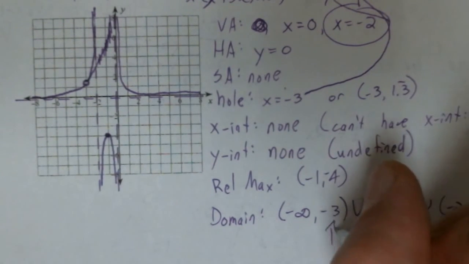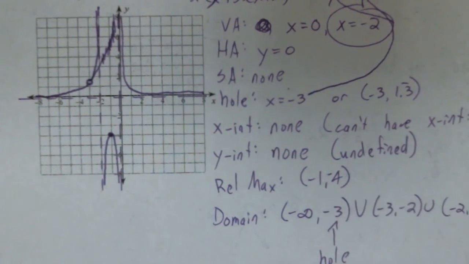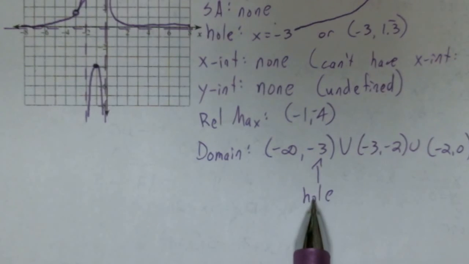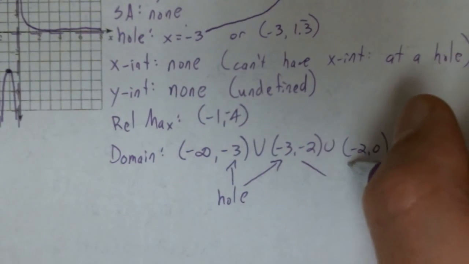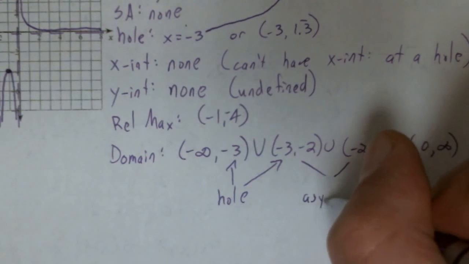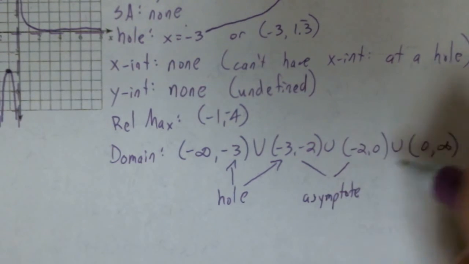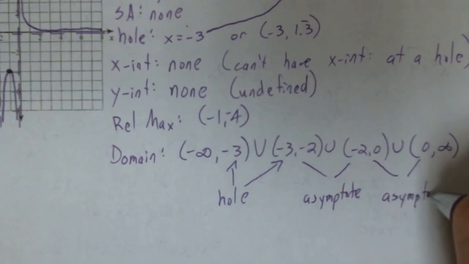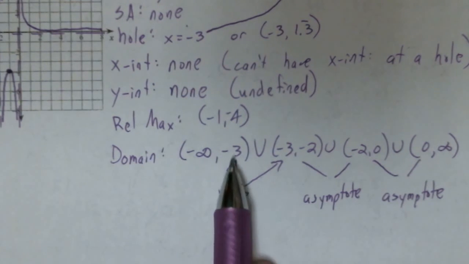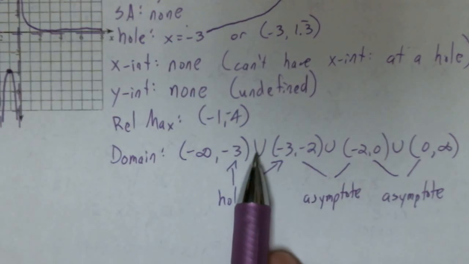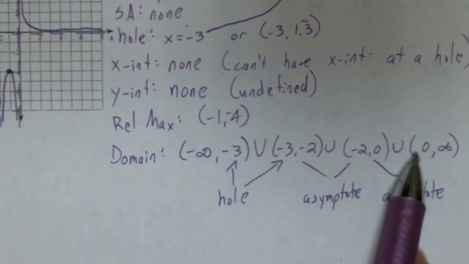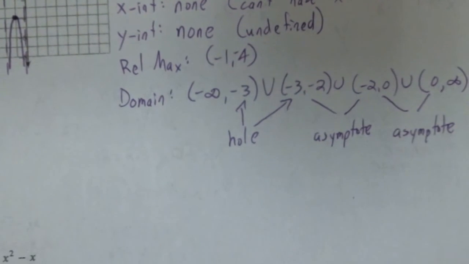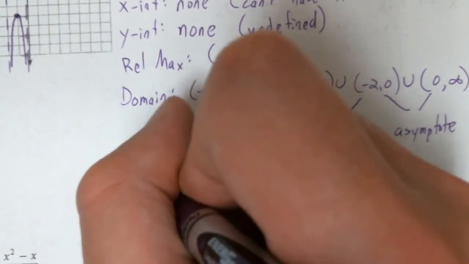So let me just show this to you right here. This is what I have on my posted answer key. That -3 is the hole. This -2 and that -2 is our asymptote, okay. And then that 0 and that 0 is the asymptote. Okay, so our x values are, things are happening around that hole, that asymptote, and that asymptote. Okay. All right, range.